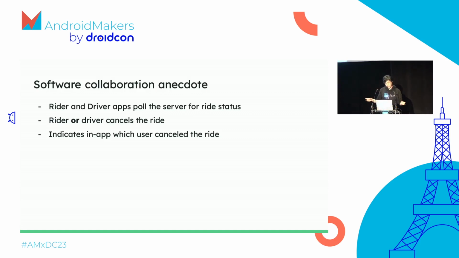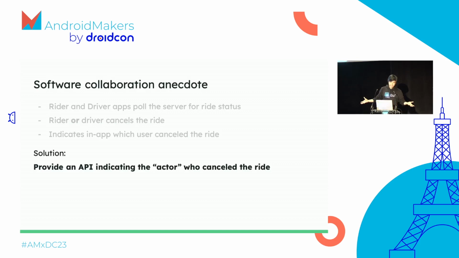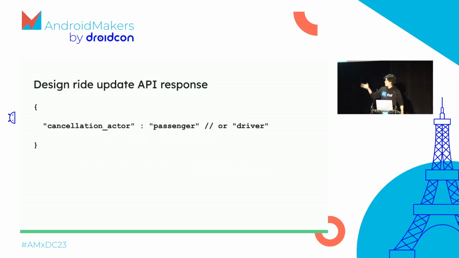We have a rider and driver app, both polling to understand what the state of the ride is. And when one person cancels, either the rider or the driver, we need to be able to understand who did it. As a rider, I need to understand if I canceled, or if the driver canceled. Similar for the driver side. So an API that does this is probably pretty simple. We're going to get an API, we're going to have a cancellation actor, and we'll just tell the app who did it. So super simple. Something like that, right? Cancellation, we have a string for the passenger or driver.